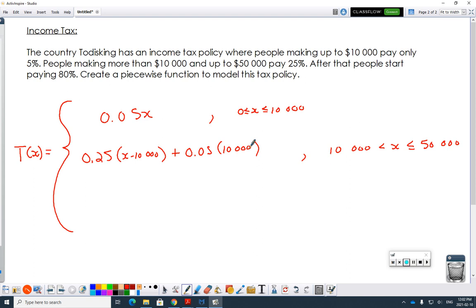So really in your brain go, oh, there's 2 types of money here. There's the first 10,000. Oh, I pay 5% on that like everybody else does. And then on everything above 10,000, I got to pay 25%.